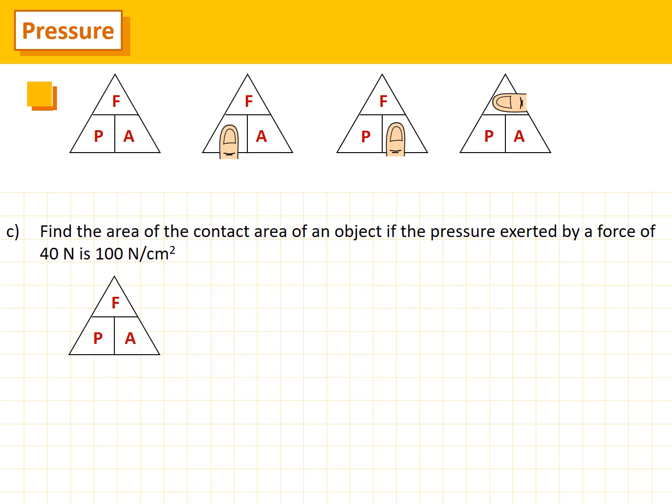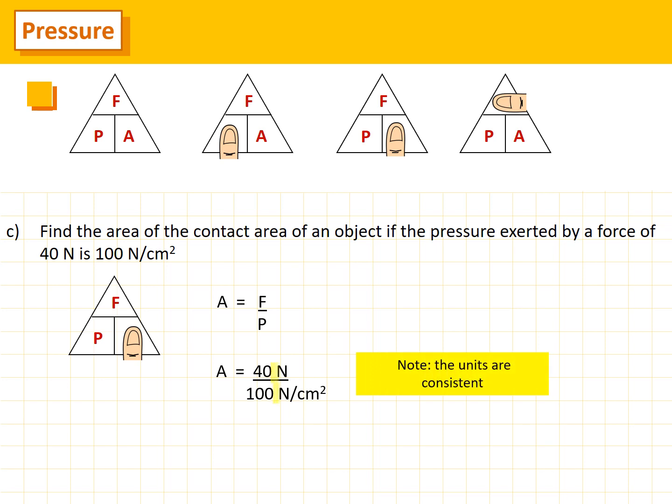And our final example, we're trying to find the area this time. So you'll not be surprised to know that we put our finger over A for area. And what are we left with? We're left with F divided by P. So area is force divided by pressure. Our force is 40 newtons. Our pressure is 100 newtons per squared centimetre. The units are consistent with each other, both newtons, and therefore our answer is 0.4, and the units for our answer are squared centimetres because our pressure units were given in newtons per squared centimetre.